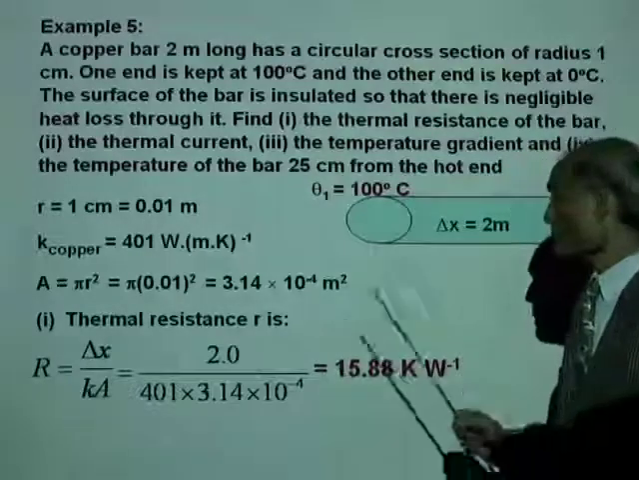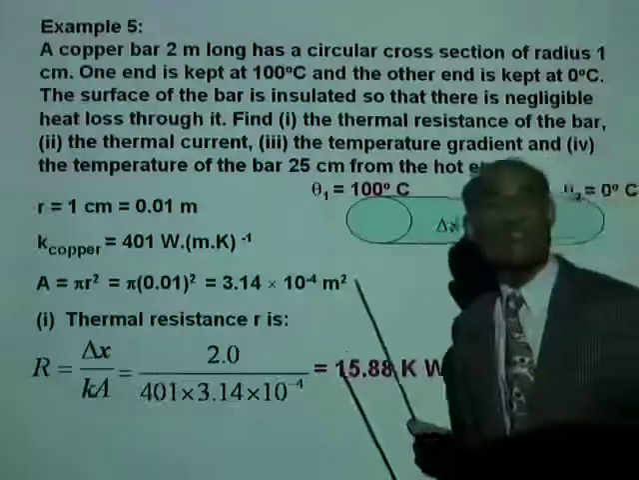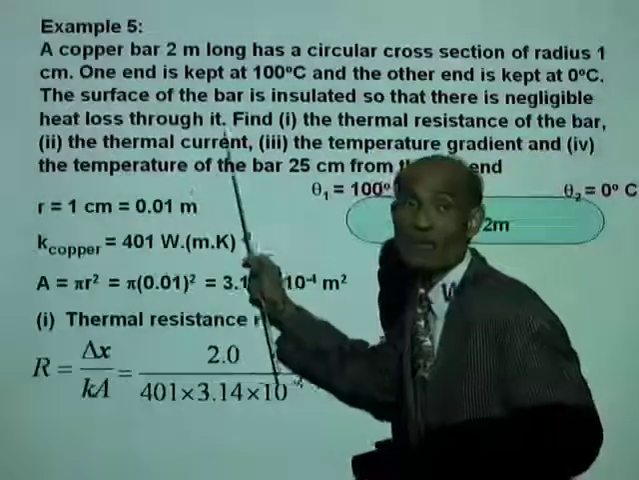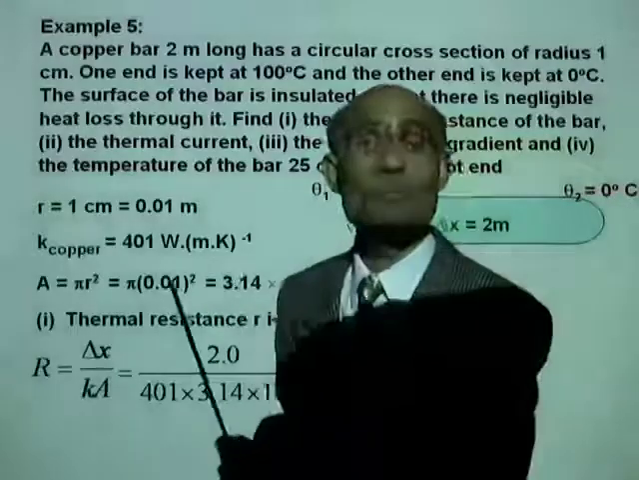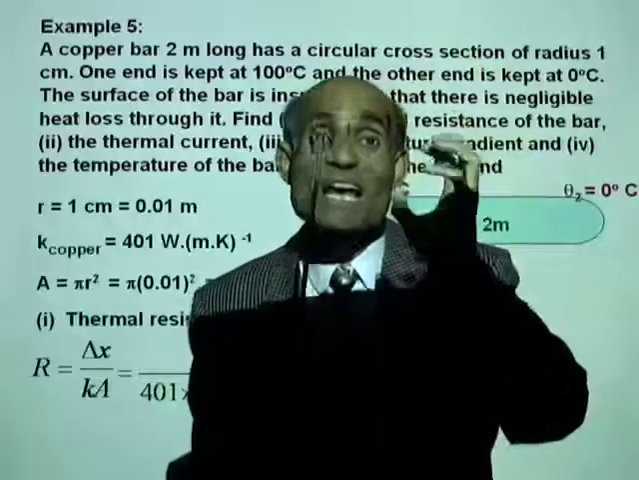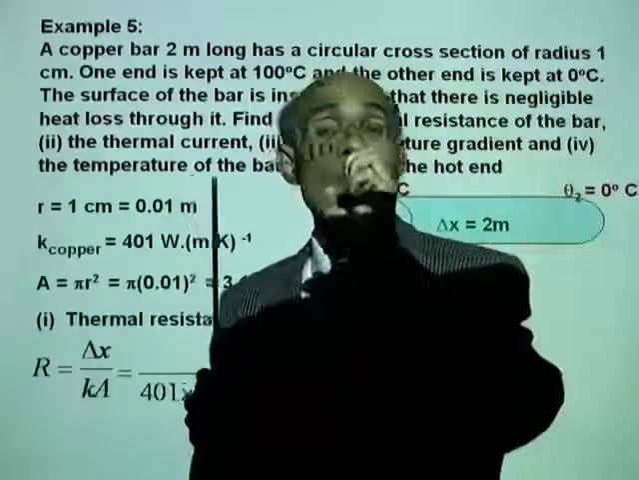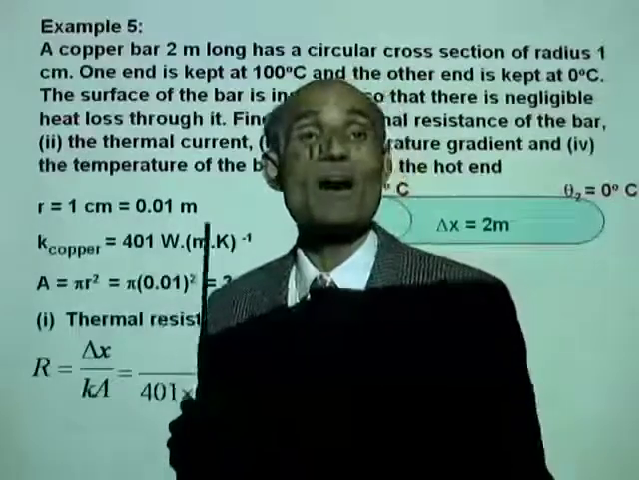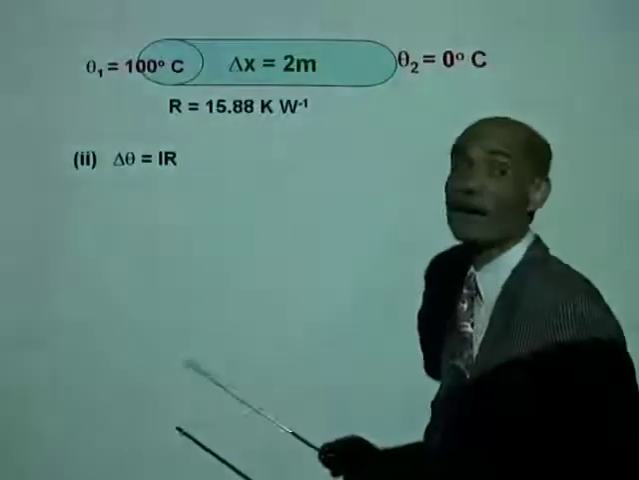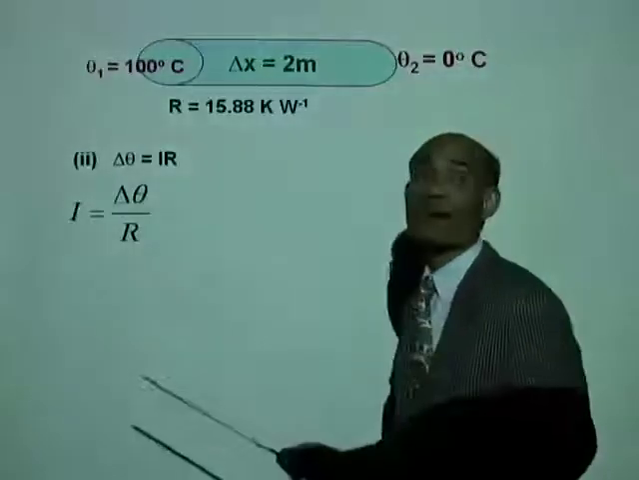Well, we know the thermal resistance, we know the temperature difference delta theta. Can you use that to find the thermal current? What is the equation that we obtained for the temperature difference delta theta? Delta theta equal to I times R, where I is the thermal current and R is the thermal resistance. Therefore, I equal to delta theta divided by R.